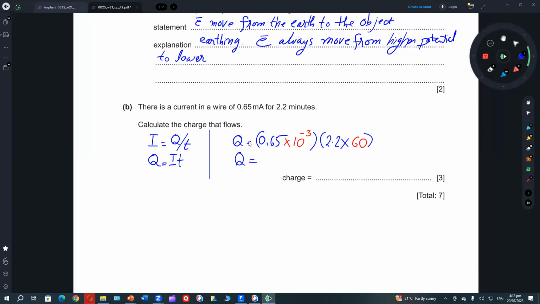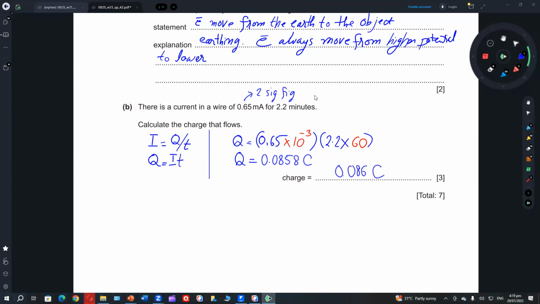0.0858 coulomb. It looks fine to me. I'm rounding it to 3 figures, but I have to see the data in the question. The data in the question is correct to 2 significant figures. So I'm rounding it to 0.086.